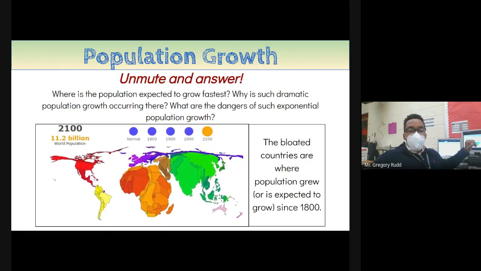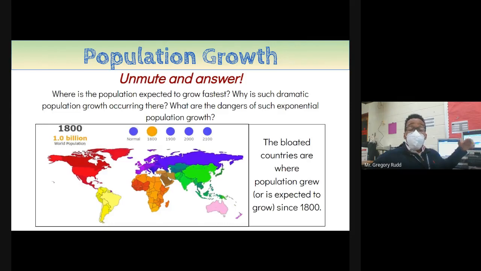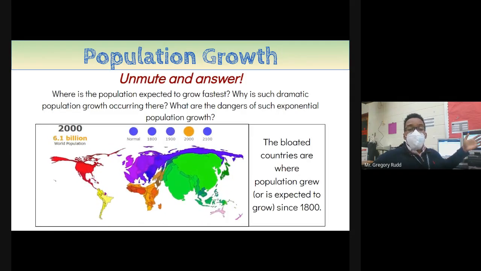So where do we see population growth, or where are we expected to see population growth happening the fastest?